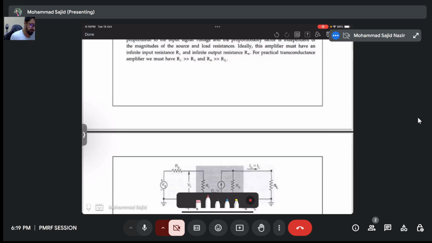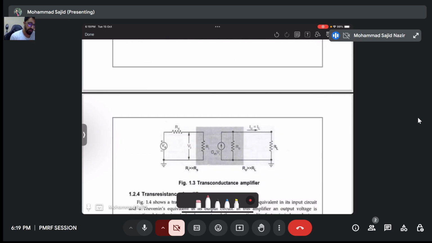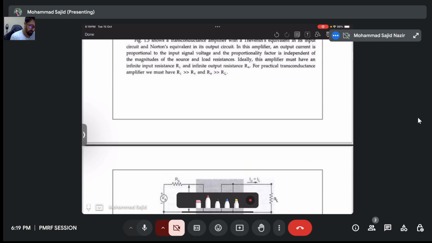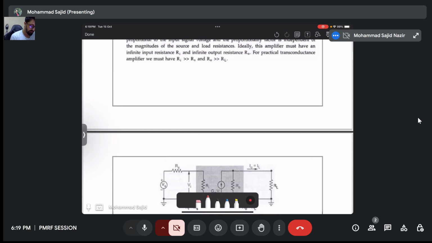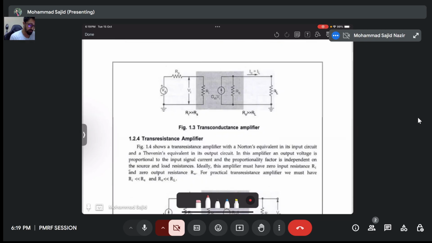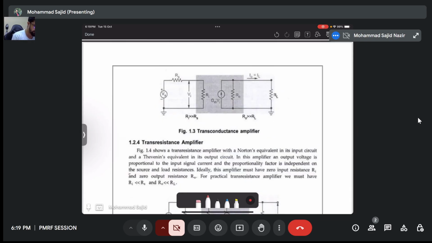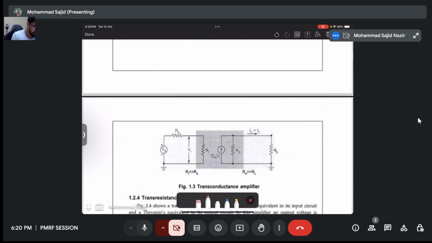Now let's see the transconductance amplifier. You can stop the video. Oh, wait a second. It's already written here.